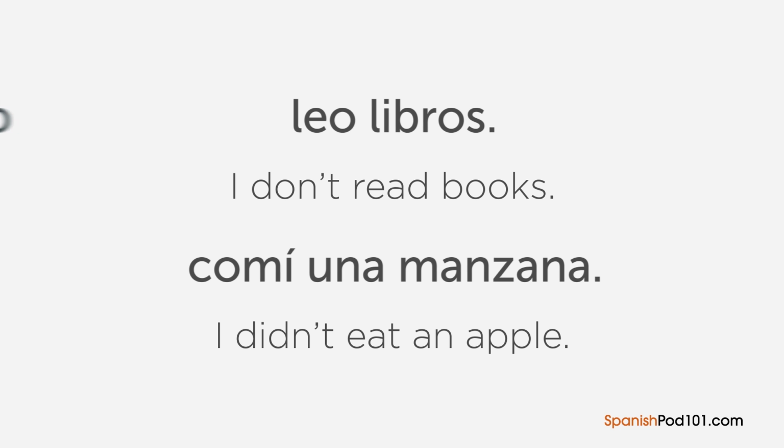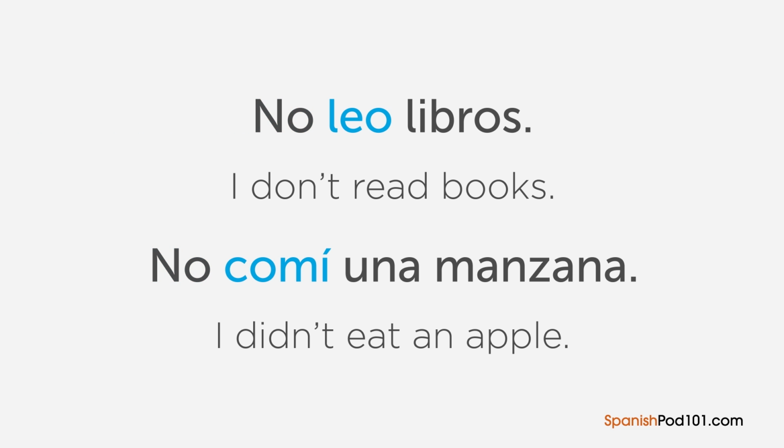So far, we've only looked at affirmative sentences in Spanish. But what if you wanted to make the sentence negative? Well, that's very easy as well. All you have to do is just add no before the verb and that's it. So, I don't read books would be No leo libros. Same thing for I didn't eat an apple. Just add no before the verb. No comí una manzana. And that's all there is to it.